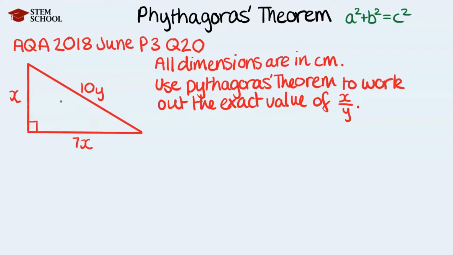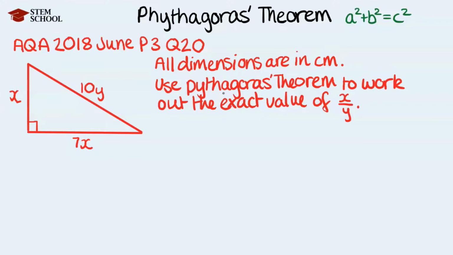We've got a triangle with sides x, 7x and 10y. And then we've been told that all dimensions are in centimetres. We have to use Pythagoras theorem to work out the exact value of x over y, alright? So we have to find this fraction x over y.